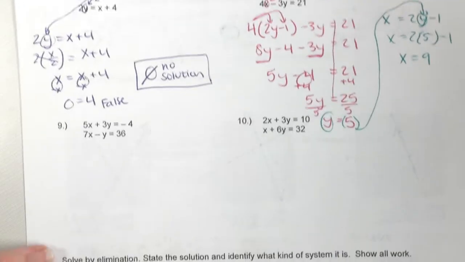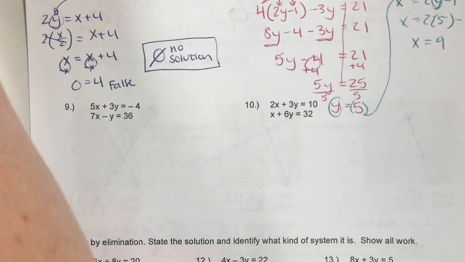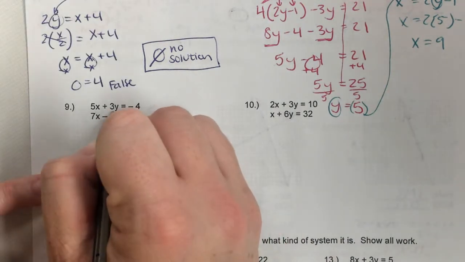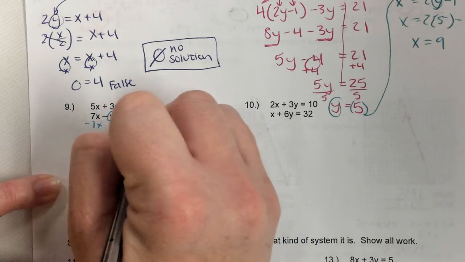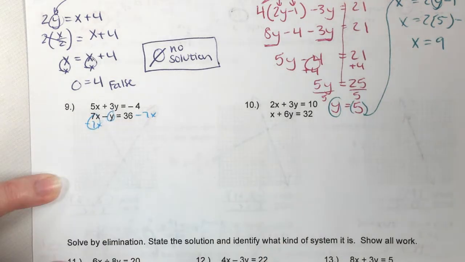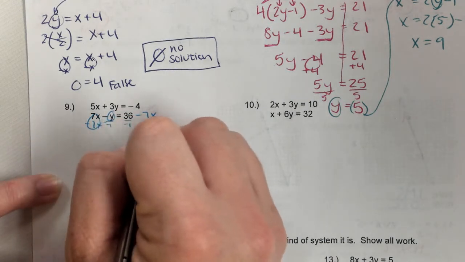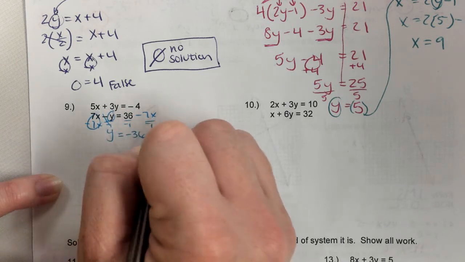Okay, so looking at number 9, I don't have a variable set up yet. I don't have anything alone. So I need to do that. I'm going to do it here. I'm going to get this y by itself. So I'm going to subtract 7x from both sides, which makes that go away. So now I have negative y equals 36 minus 7x, but I cannot have a negative y. So I'm going to divide by negative 1, or just make all the symbols opposite. So I get y equals negative 36 plus 7x.